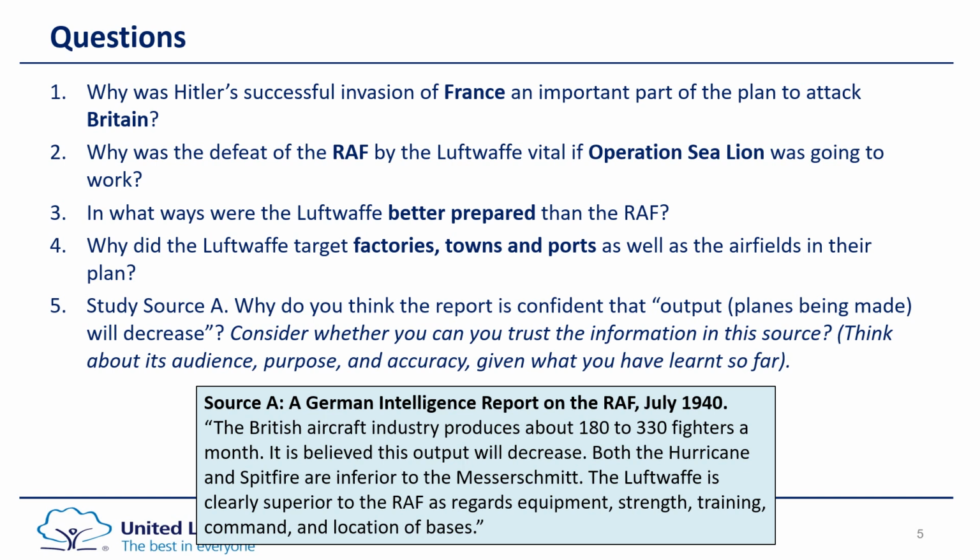A German intelligence report on the RAF in July 1940. The British aircraft industry produces about 180 to 330 fighters a month. It is believed that this output will decrease. Both the Hurricane and Spitfire are inferior, not as good, to the Messerschmitt. The Luftwaffe is clearly superior to the RAF as regards equipment, strength, training, command, and location of bases. So with source A, that one I've just read to you, that's question 5. Have a think about the questions that it is asking you there.